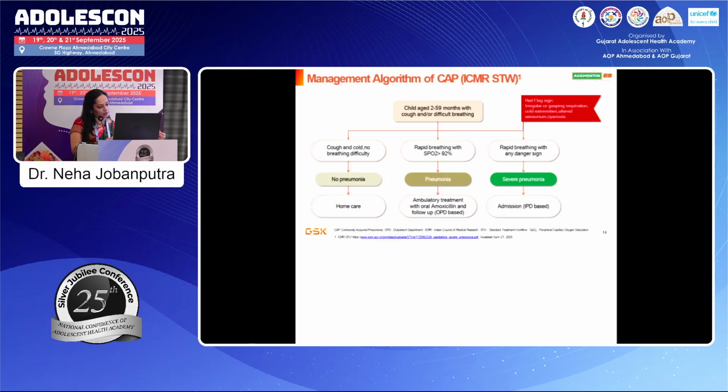If we want to talk about a child between 2 to 59 months of age with cough and/or difficulty in breathing, if there is no difficulty in breathing, we diagnose it as no pneumonia. But if there is rapid breathing, it is pneumonia, and we usually start ambulatory treatment with oral amoxicillin on an OPD basis. But with rapid breathing and danger signs, severe pneumonia is treated as an IPD-based case.